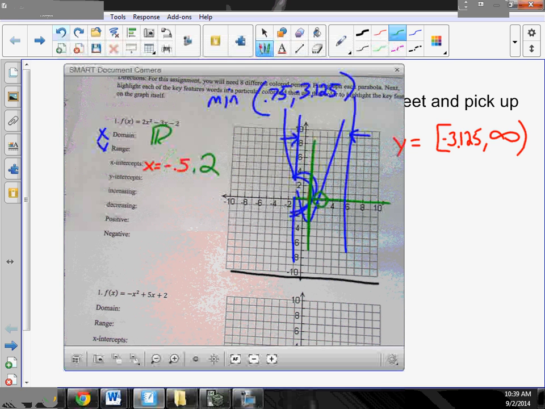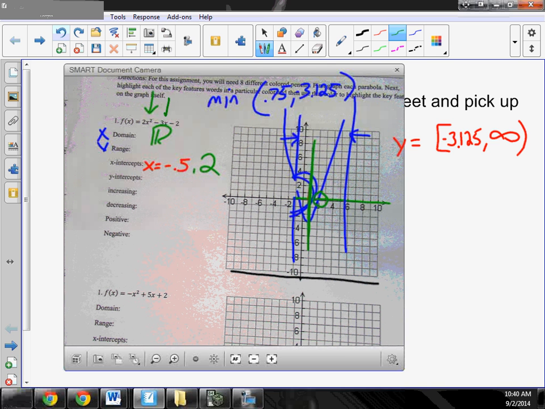For the y-intercept, let's look at the equation. If you plug 0 into the equation, what do you get? Well, if I put 0 in there, what does that do? What is 2 times 0 squared? 0. If I put 0 in there, what do I get? 0. So the answer would be 0 minus 0 minus 2, which is -2. So my y-intercept is -2.